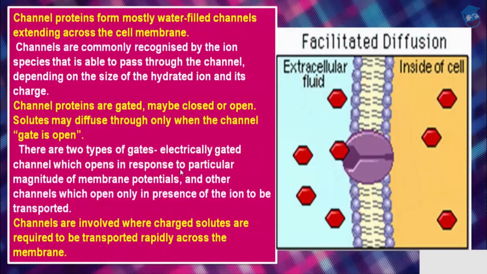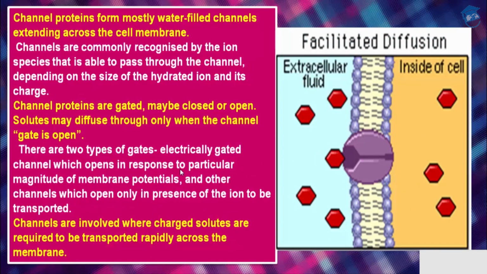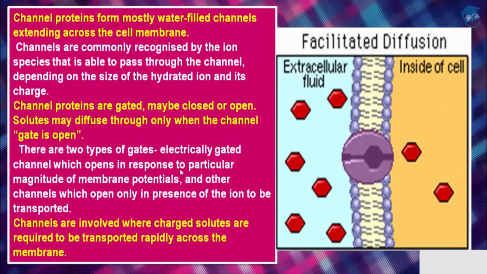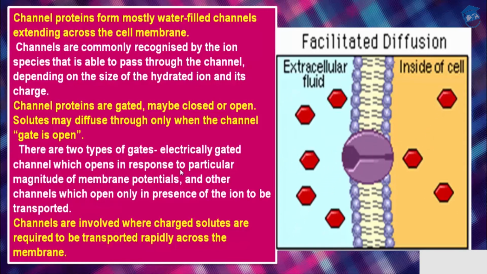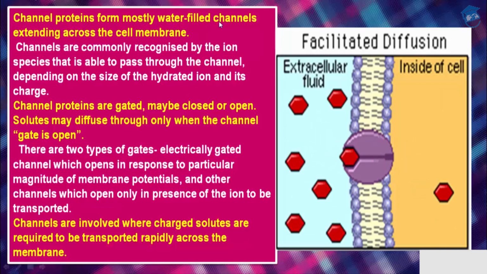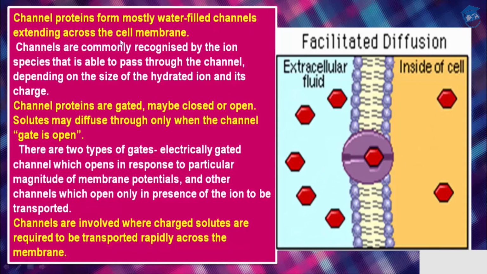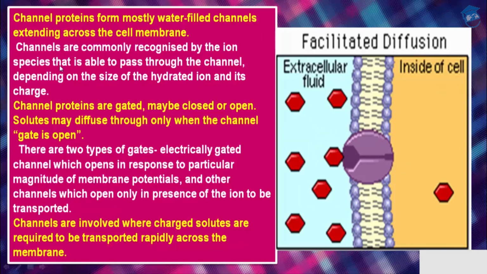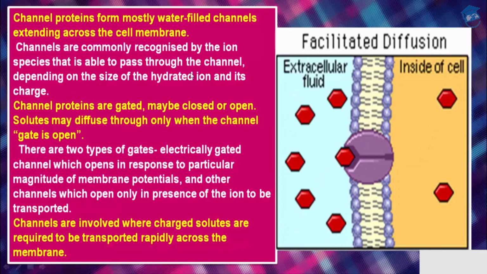Okay, now we will understand what a channel protein is. I have already taught you carrier protein. Second is your channel protein, because facilitated diffusion takes place by two proteins. First is your carrier protein and second is your channel protein, students. Channel proteins form mostly water-filled channels extending across a cell membrane. Channels are commonly recognized by the ion species that is able to pass through the channel, depending on the size of the hydrated ion and its charge.